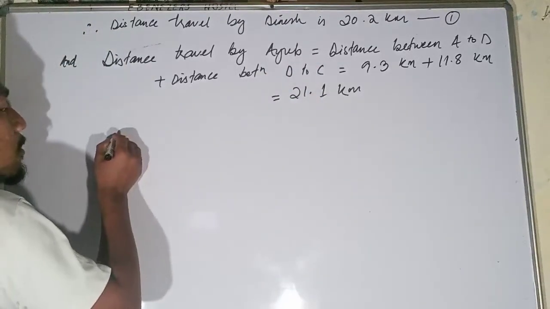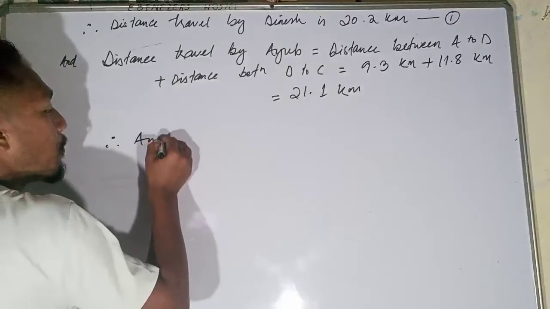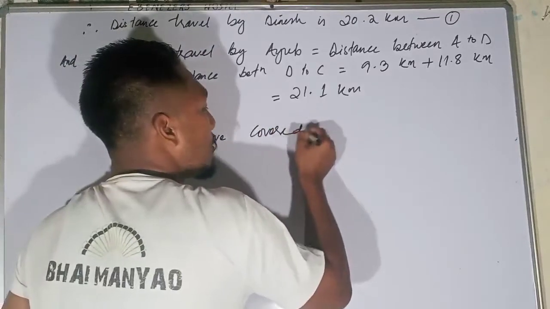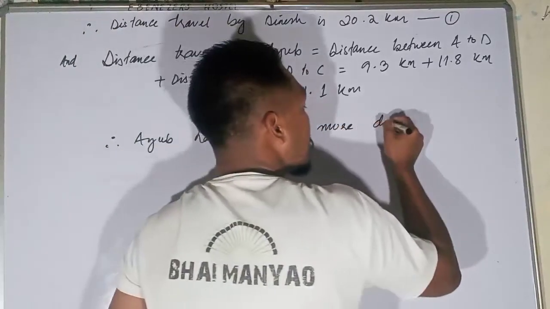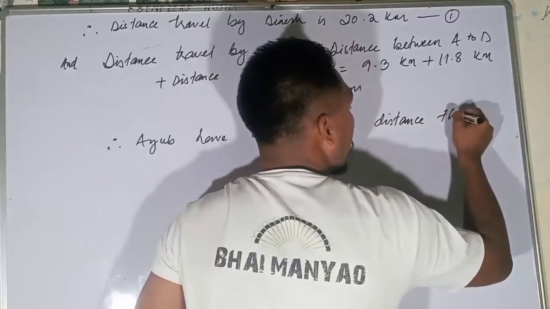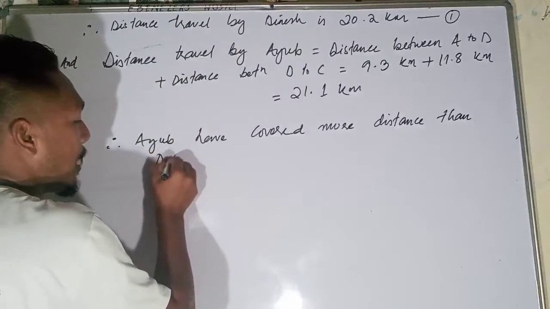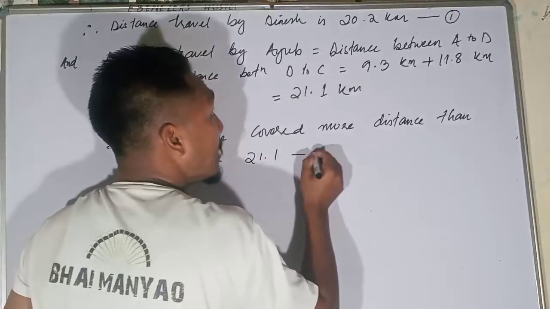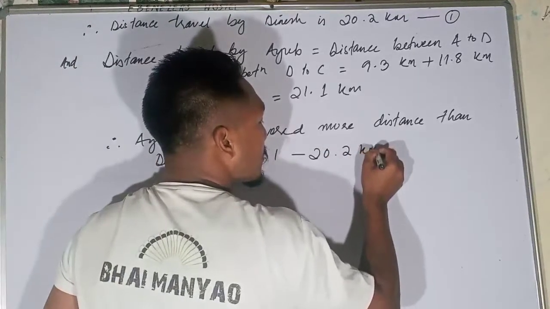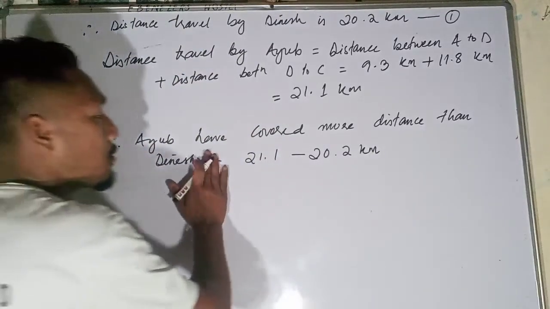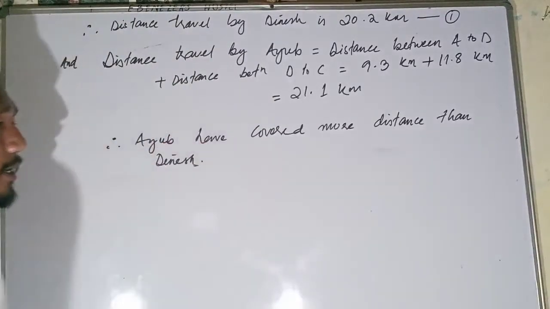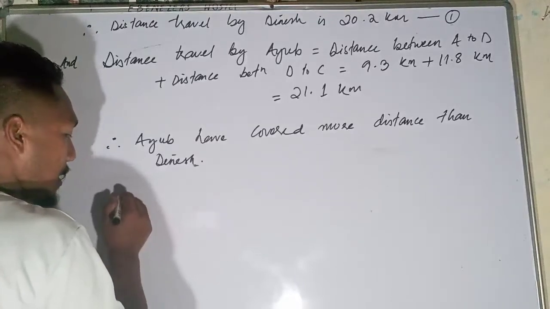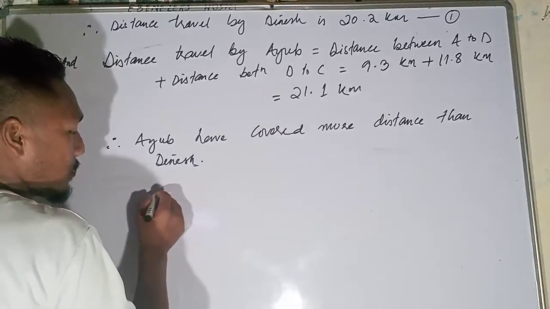Therefore, Ayub has covered more distance than Dinesh. Okay, by how much? So by how much we have to calculate? That means I have to subtract: 21.1 minus 20.2 kilometers. So to calculate by how much more distance, I will subtract.